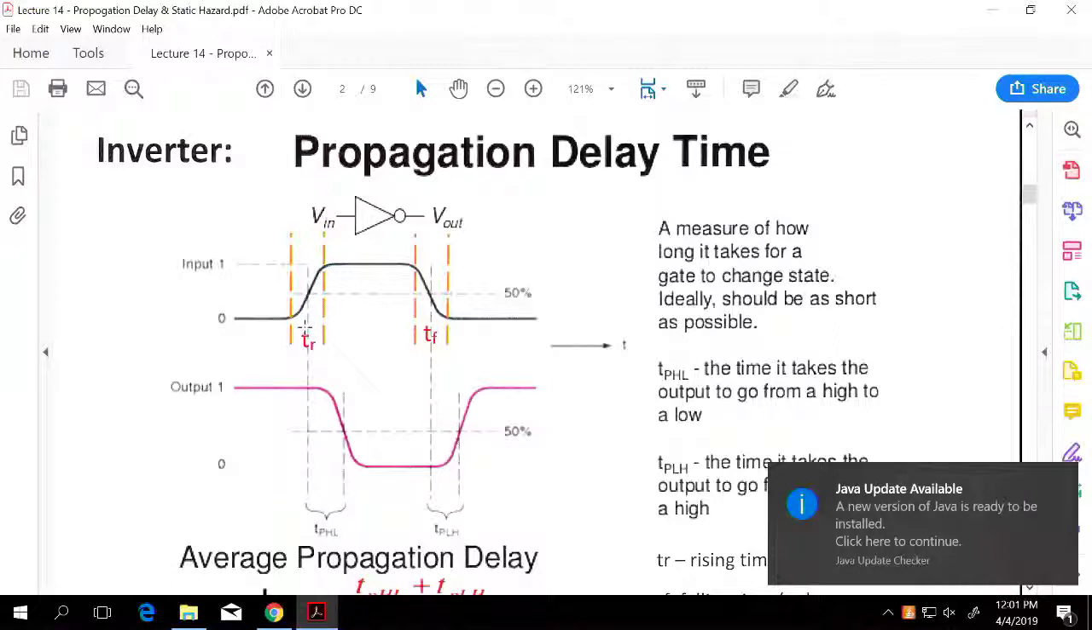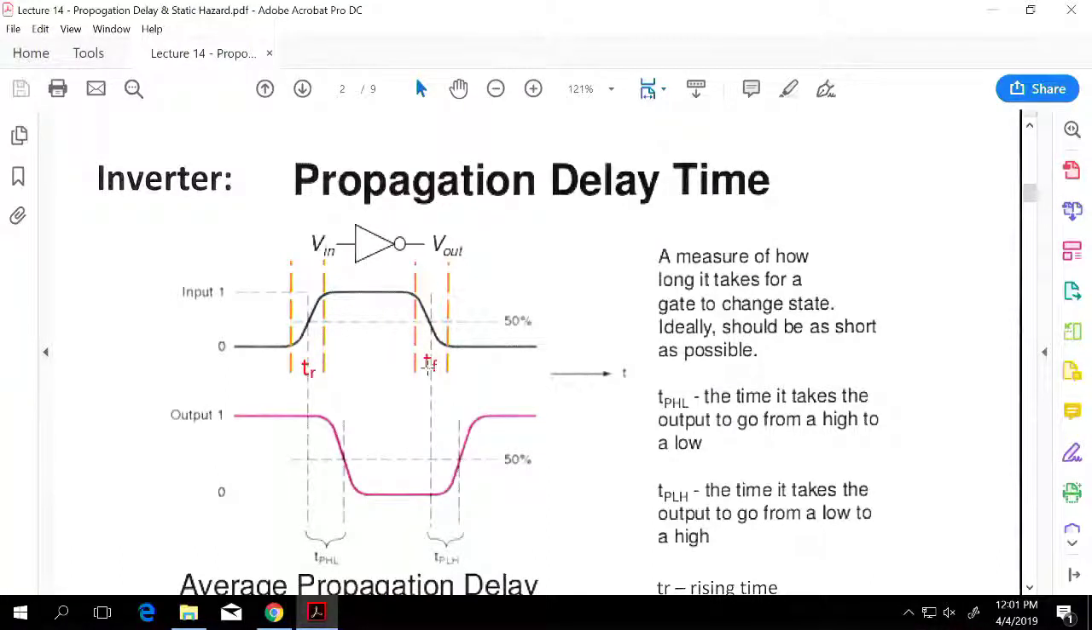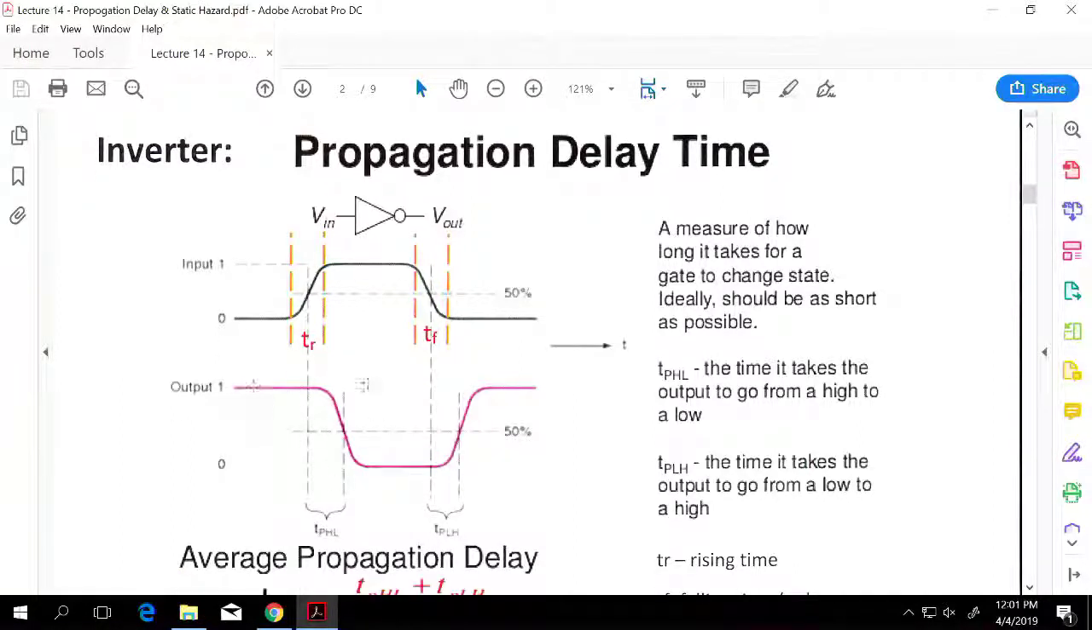TR is known as the rising time. Rising time is the amount of time it takes for the logic to go from 0 to 1. The TF that you see here is the falling time, when there's a change in the input from 1 to 0. The amount of time it takes to go from logic 1 to 0 is referred to as the falling time. If you look at the output, this is actually an inverter. So 0 here, 1 would be here, 0 here, 1 here, 0 would be here.